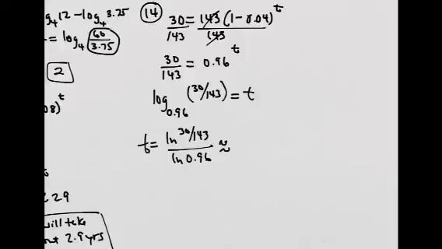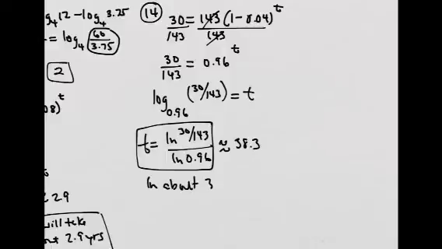So this would be approximately equal. So this would be an acceptable logarithmic expression right here. And that would be about 38.3. So in about 38.3 years, the population would drop below 30.